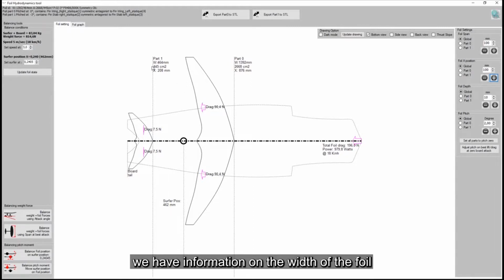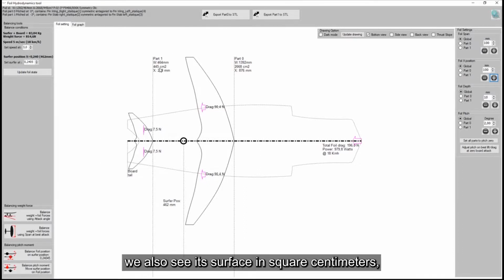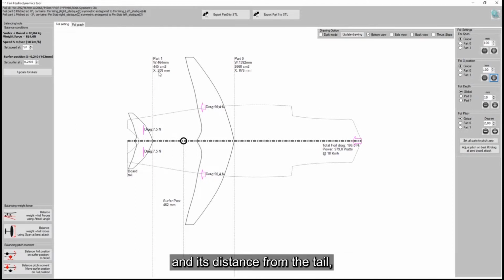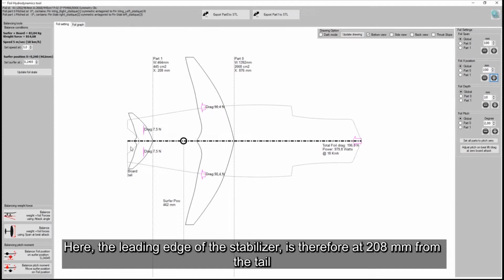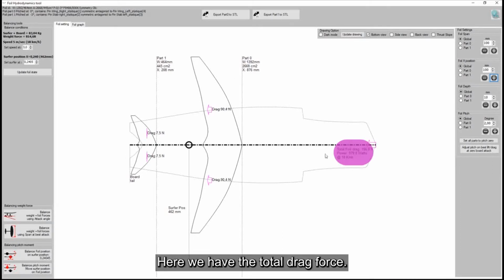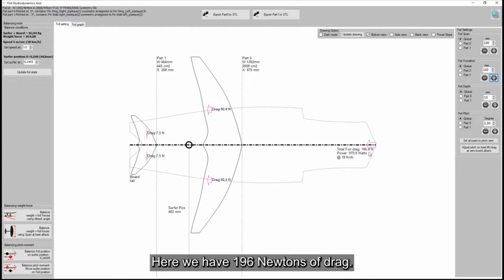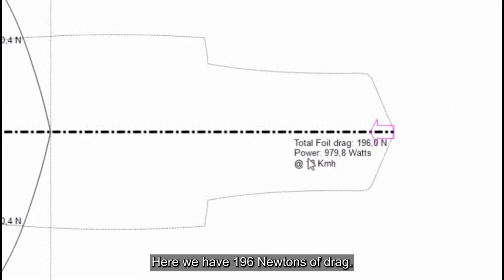We have information on the width of the foil. Here on part 1, being the stabilizer, we also see its surface in square centimeters, and its distance from the tail. The leading edge of the stabilizer is therefore at 208 millimeters from the tail. Same for part 0, which is the main wing, with a wingspan, area and distance from the tail. Here we have the total drag force. Here we have 196 newtons of drag.